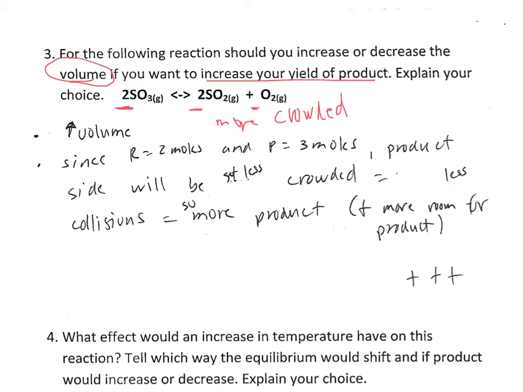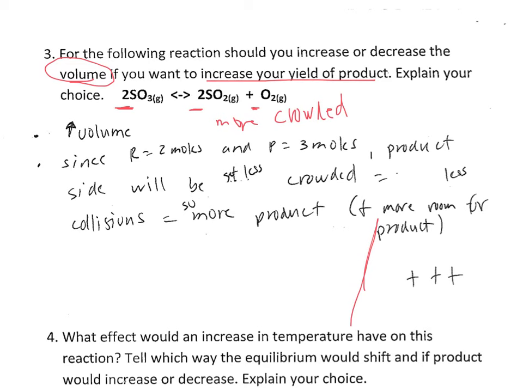So I would increase the volume, making both sides less crowded, but since the product side, remember this is like the school bus, the product side had more kids in each seat to begin with, so increasing the volume, taking some kids off the bus, making it less crowded is going to help the product side more. And that means then the collisions will occur more on the reactant side and form more product.